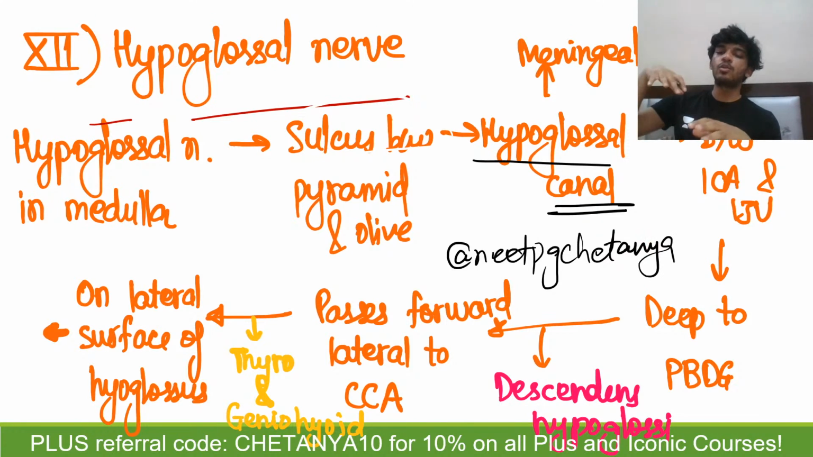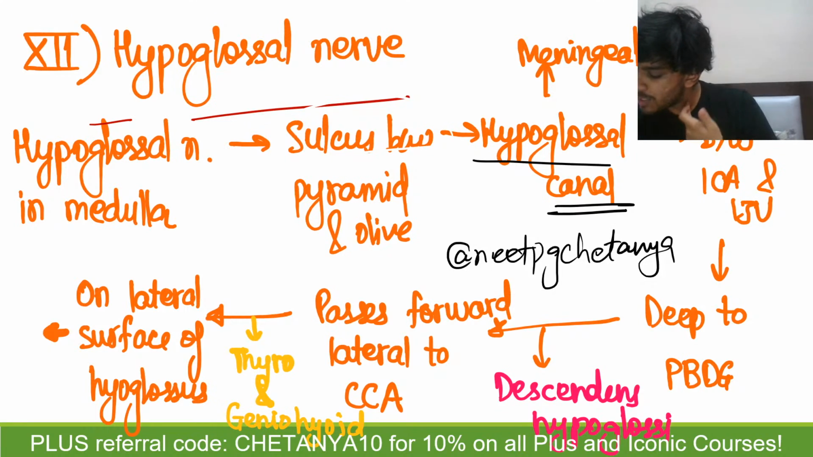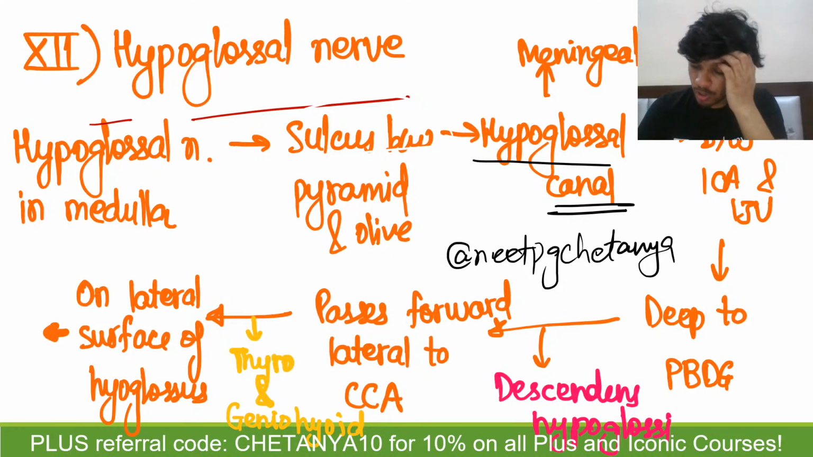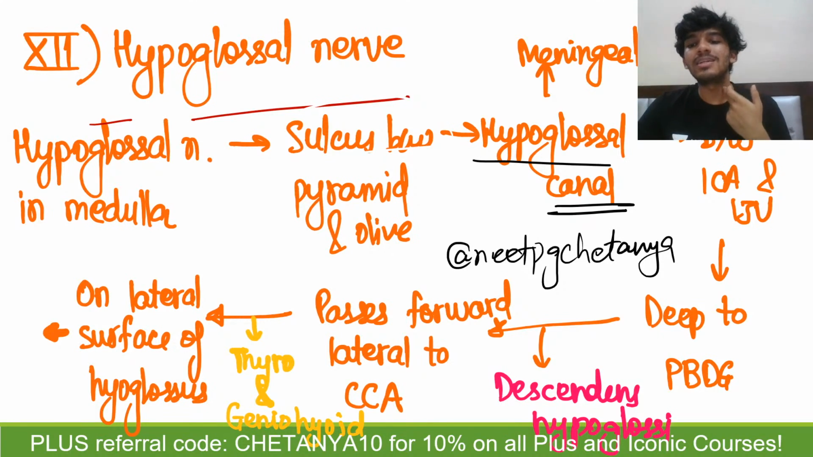So after it goes deep to the posterior belly of digastric, it gives a division downwards which is known as the descendens hypoglossi, which is the superior root. Akash, I will definitely share all these notes, you don't have to worry about taking notes, okay. So this is known as the descendens hypoglossi, which is the superior root of the ansa cervicalis.